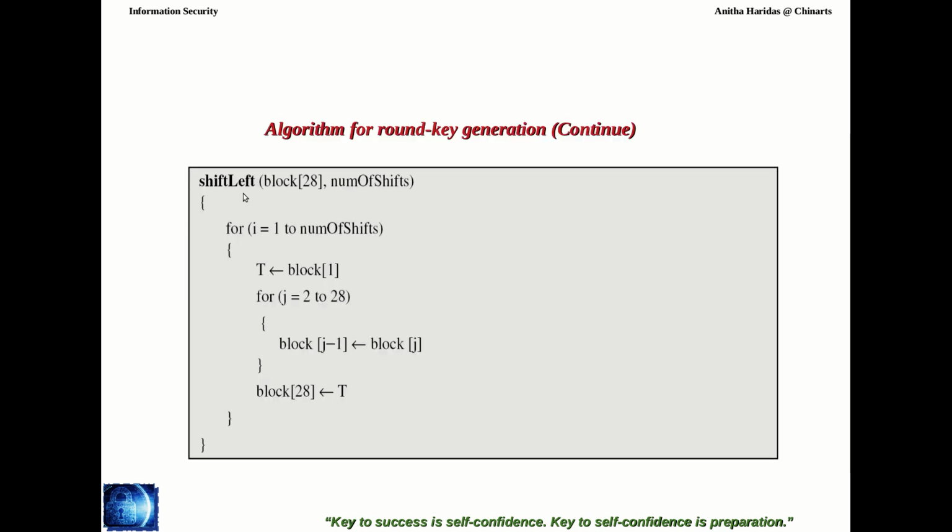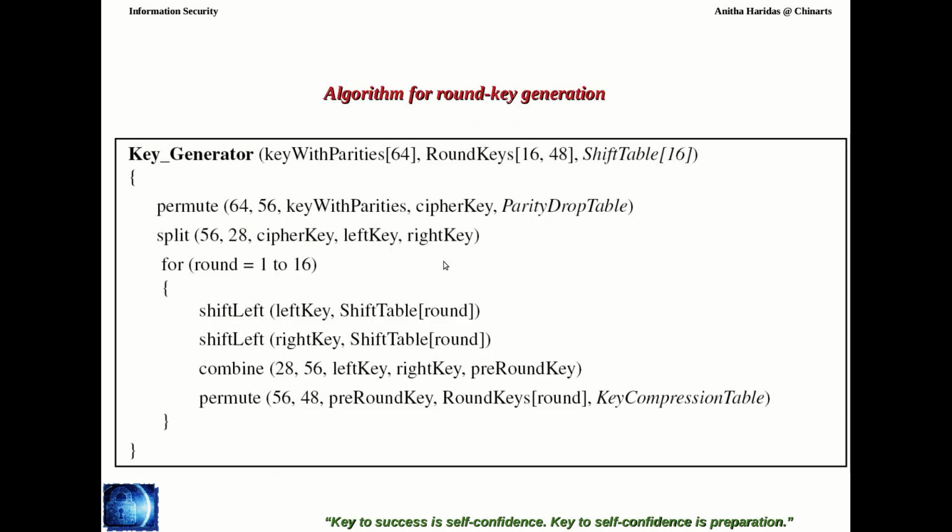So let us see what we are doing in the left shift. In the left shift, the data will be shifted, right? So you just move the jth bit to the j minus 1th bit. From 2 to 28 bits we perform this operation. How many shifts we have to do will be got from the shift table.